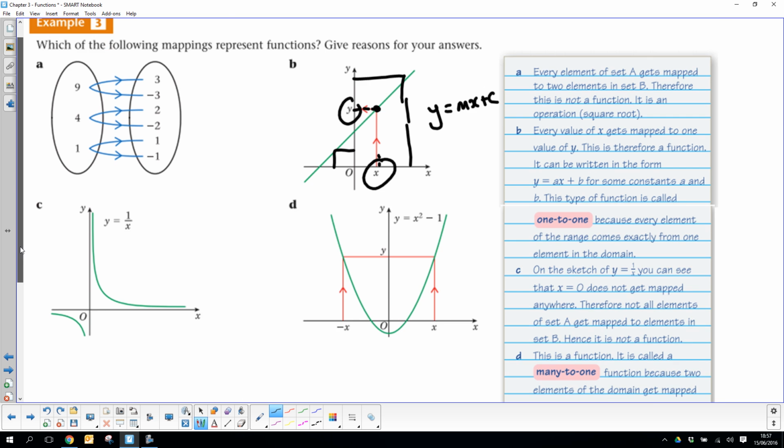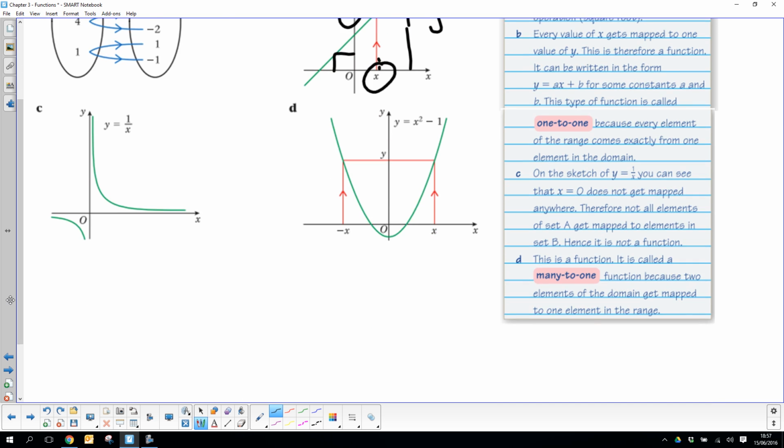Now part C is quite an interesting one in that we have a value for x that maps onto a value for y, and just one, and in fact we can do that anywhere on the graph. Each of the x input values will map to one output value. However, there is an issue here. There is a value for x that we cannot put into our function. We cannot put x equals 0 in.